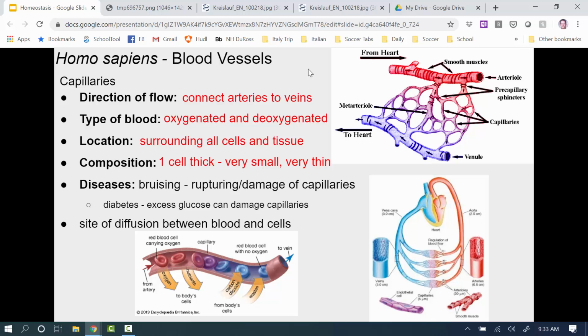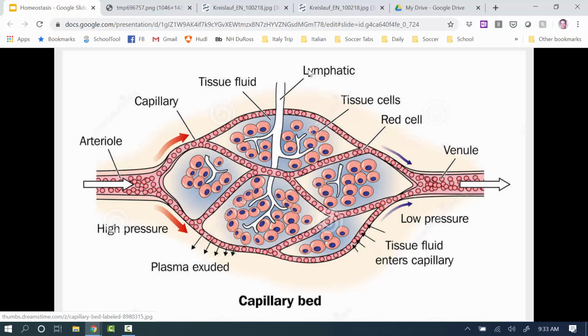Excess glucose in the capillaries. We just learned about muscles and energy and use of glucose. One of the reasons that it's important our bodies maintain proper glucose levels is that excess glucose can damage the capillaries. Capillaries are where diffusion happens between the blood and the tissues and cells that it's providing for. Here's a diagram that kind of shows that.